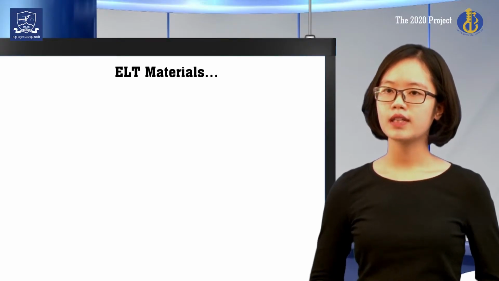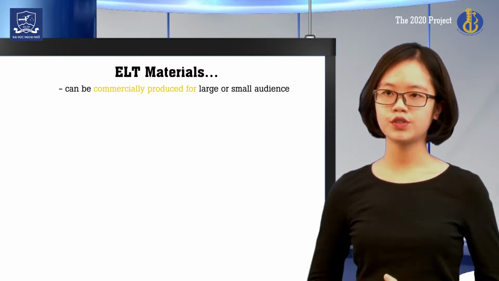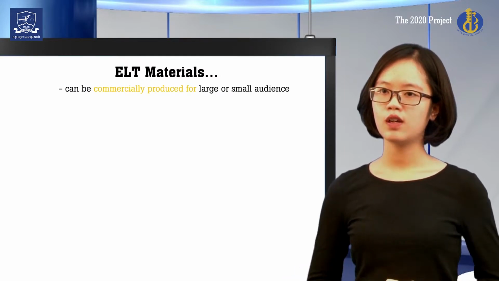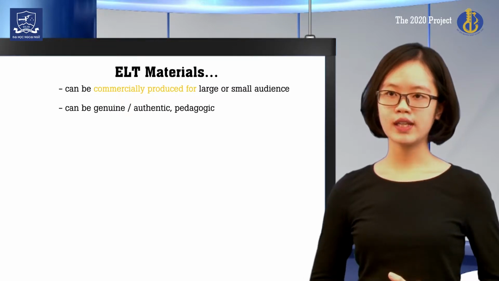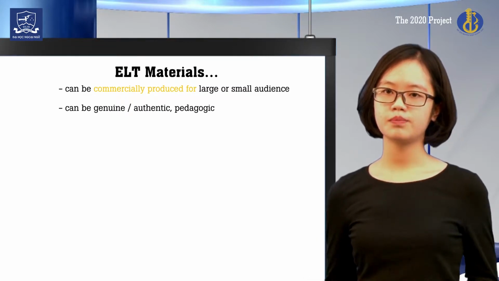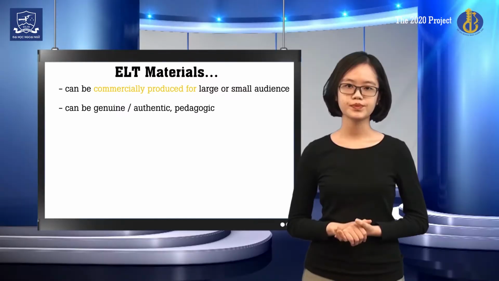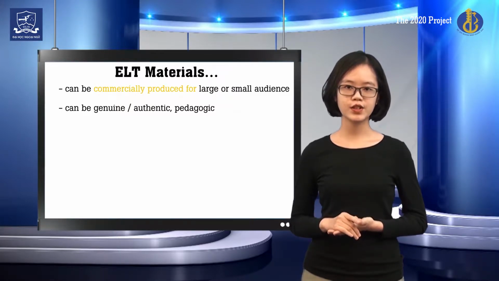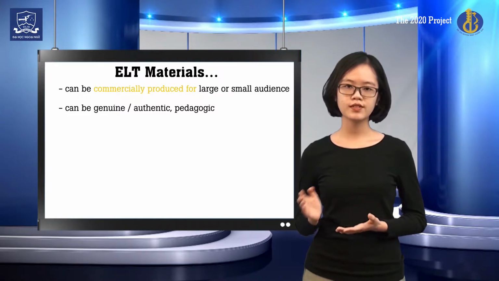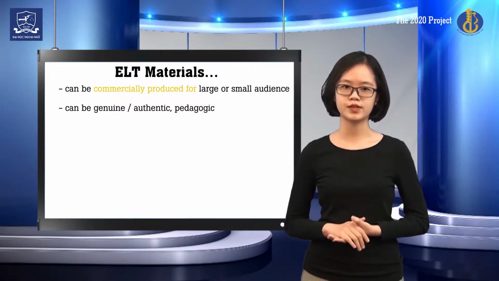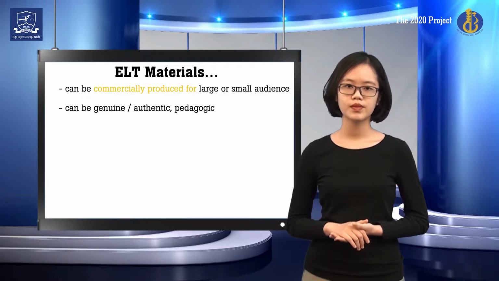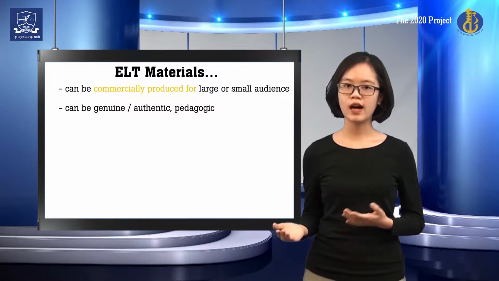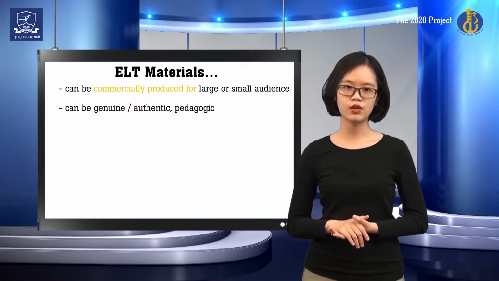ELT materials can be those that are commercially produced for a large or small audience, or they can be genuine or authentic, or created or pedagogic. Authentic or genuine materials are text, photographs, video clips, and other teaching resources that were not specifically prepared for teaching purposes. Created or pedagogic materials refers to textbooks and other specifically developed instructional resources.